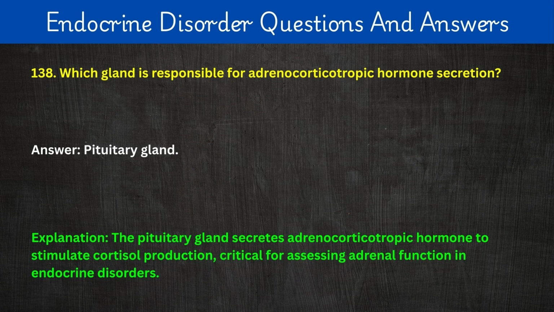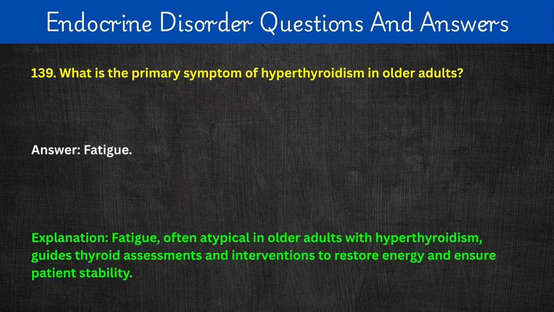138. Which gland is responsible for adrenocorticotropic hormone secretion? Answer: pituitary gland. Explanation: the pituitary gland secretes adrenocorticotropic hormone to stimulate cortisol production, critical for assessing adrenal function in endocrine disorders.